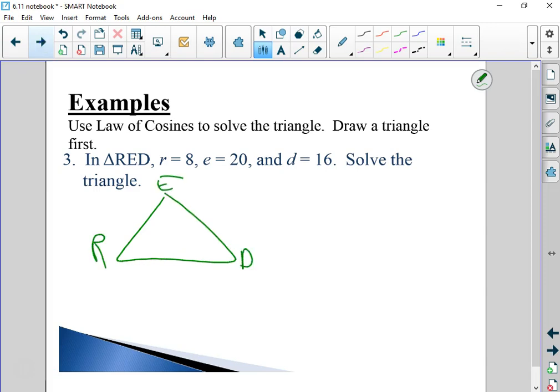So little r over here is 8, E down here is 20, and D is 16. Now in this case, we have all three sides. We don't have an angle, and we're trying to solve the triangle. In other words, solve and find all three angles. But really, we just have to do two angles and subtract to find the third. So we're going to do this twice.